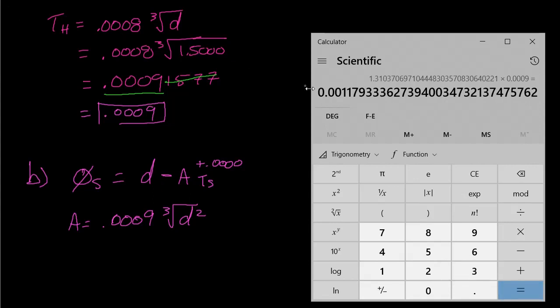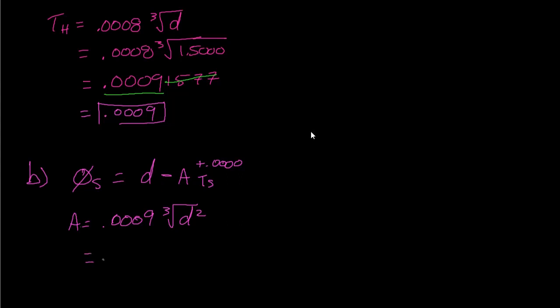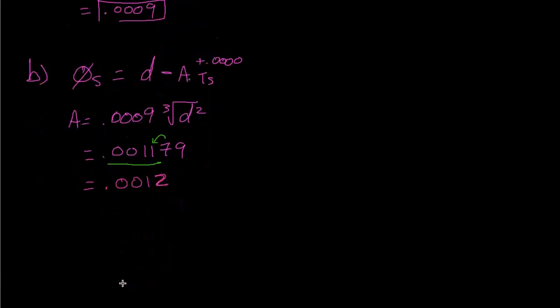Okay, so 0.001179. Remember, I can only keep 4 decimal places, so I may as well do that now. And this one's above 5, so I'm going to round it up into this number here, and my allowance becomes 0.0012. So that's my allowance.